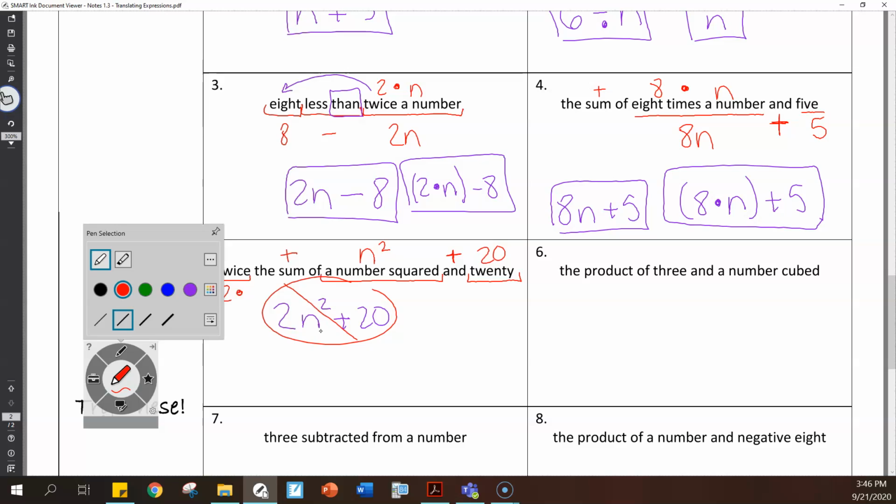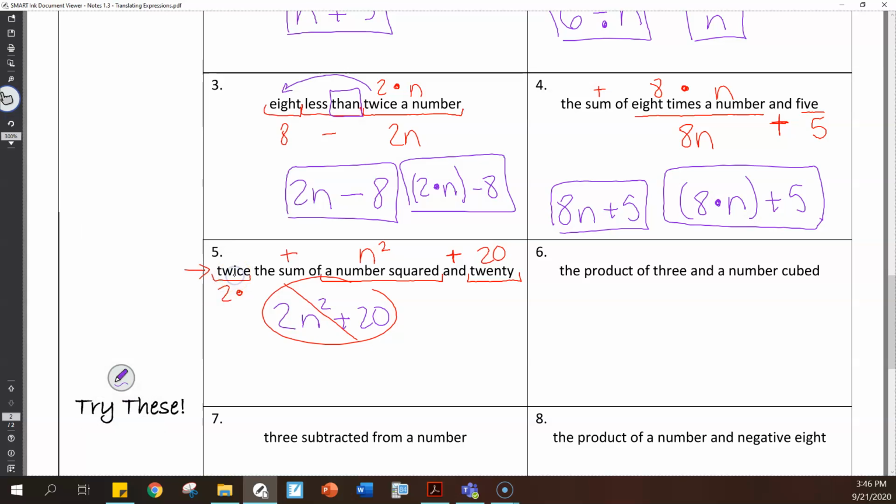And that's not what my expression here tells me to do. What I need to do here is do twice the sum. So 2 times that whole sum. So I'm going to use parentheses to set that sum apart. Then I can do the number squared and 20. Okay? That's another one that will come as you practice this. Be careful of those grouping words, especially when you have things like twice the sum, or twice the difference, or twice the product. Okay?